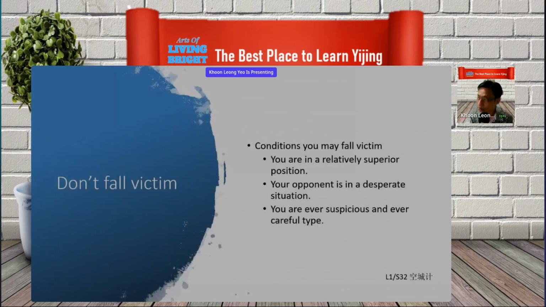Don't fall victim. Again, when you are in a relatively superior position, that means you are complacent. Or when your opponent is in a desperate situation, same thing, too desperate, nothing to do, nothing to lose, so I show my hand. Also, if you are the kiasu, kiasi type, ever suspicious, ever careful, then you may fall for this stratagem very easily. 空城计.